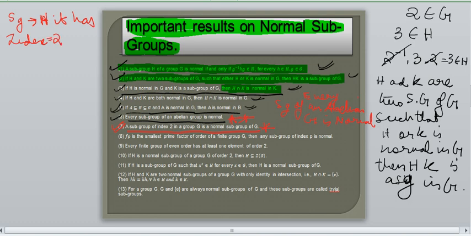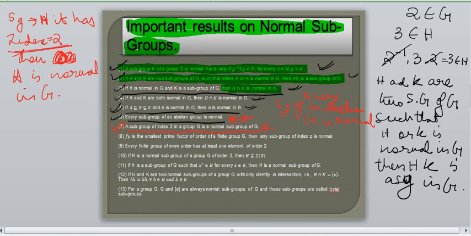If it has an index equal to 2, then G is index 2. A subgroup H of index 2 in a group G is normal. Okay, then H is normal in G because it has index 2. That's why it is normal in G.